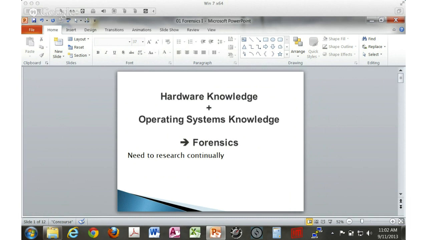So what does digital forensics require? It requires a complete understanding of hardware and operating systems. Okay? And this is what we need to do, and we need to continually research just to stay ahead of the bad guys, so to speak.